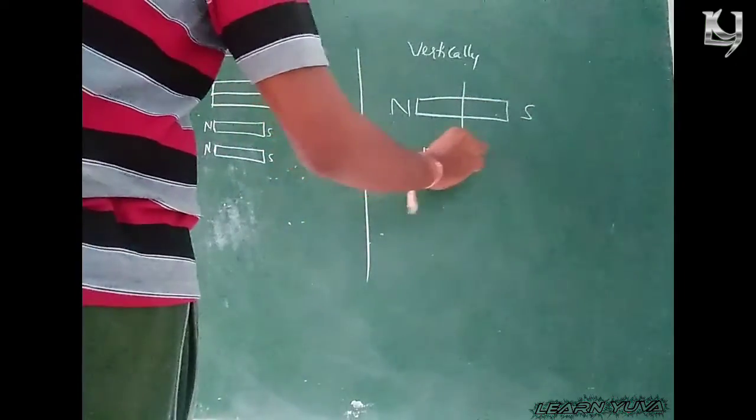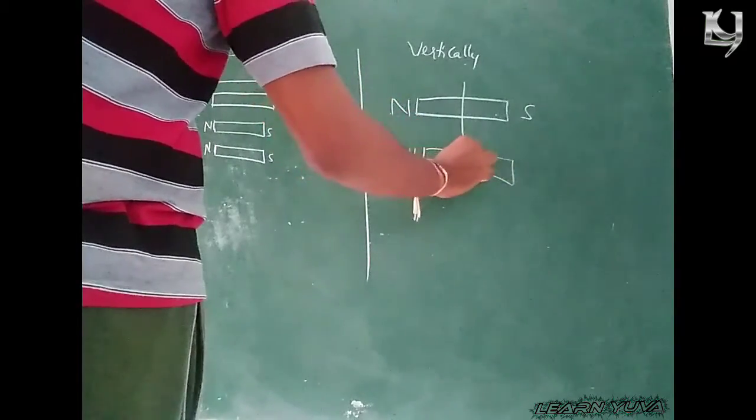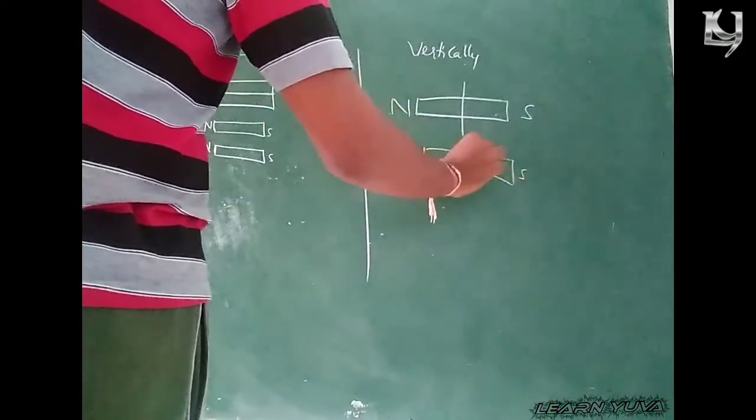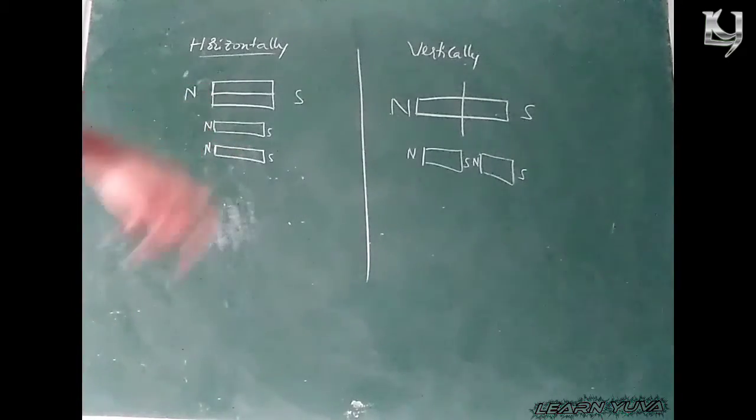Next, for the vertically cut bar magnet, the north pole is like this. If you break it, this is the north pole and that is the south pole. This is the south pole and that is the north pole. Right? Then what happens to its magnetic moment and its pole strength for each piece?